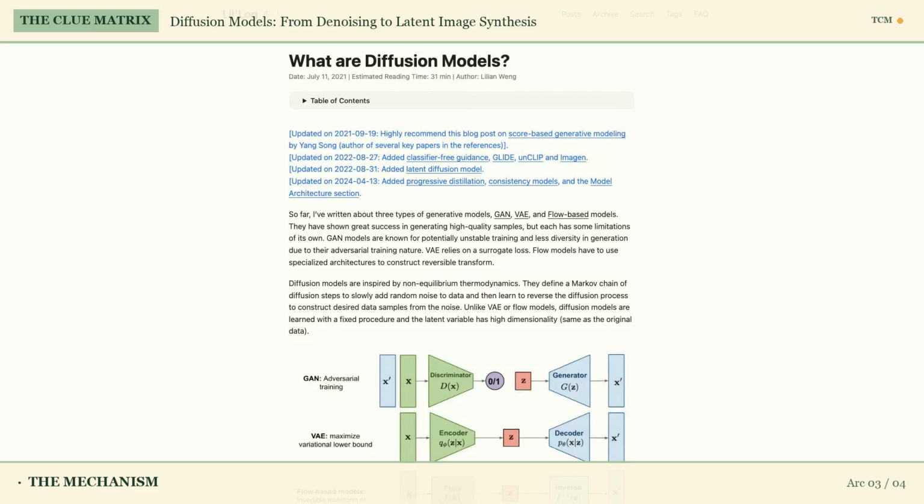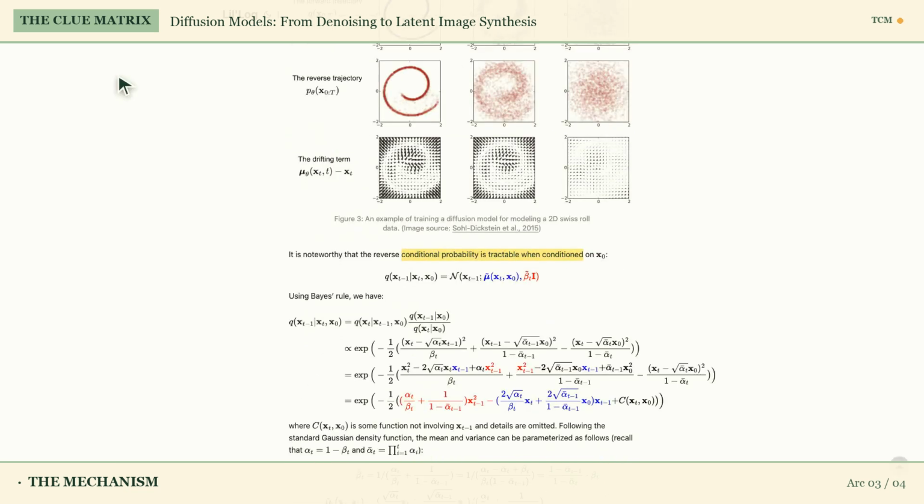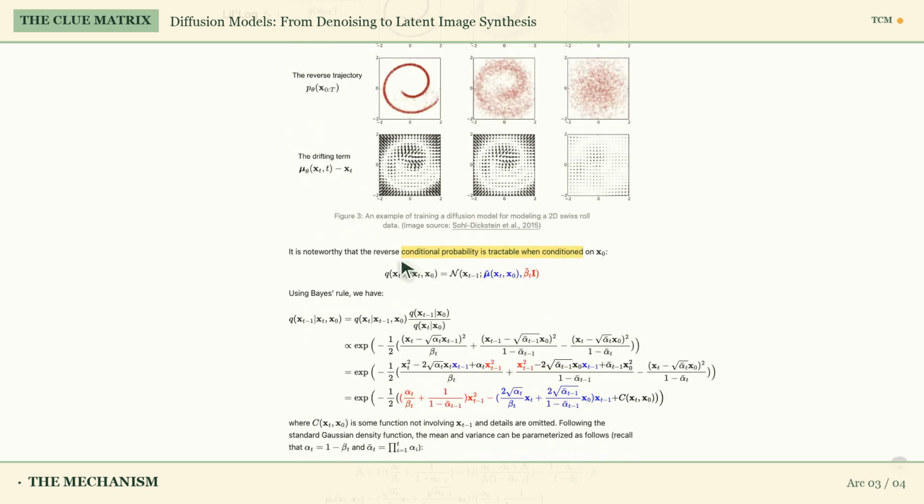The article points out a crucial detail. The reverse conditional probability is tractable when conditioned on x0. If we hypothetically knew the original clean image, x0, reversing the noise addition would be mathematically straightforward. But for generation, we don't have x0. We're trying to create it from noise. How does knowing this theoretical tractability help us in practice?